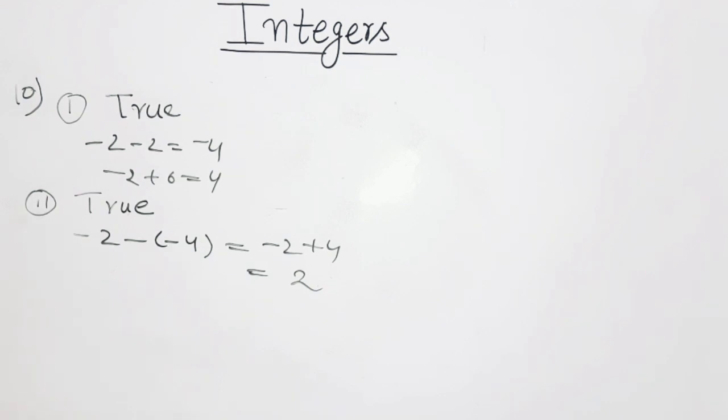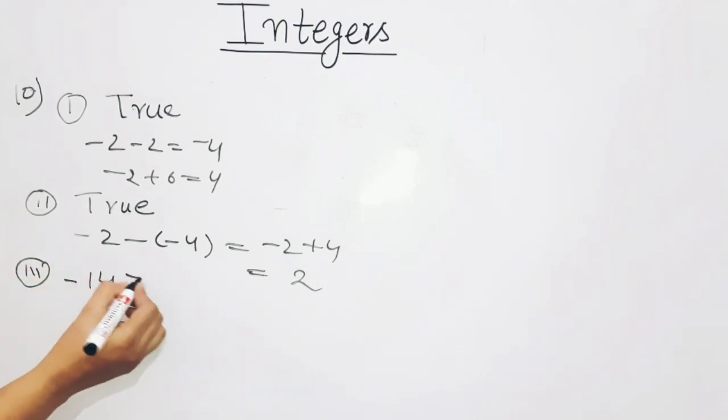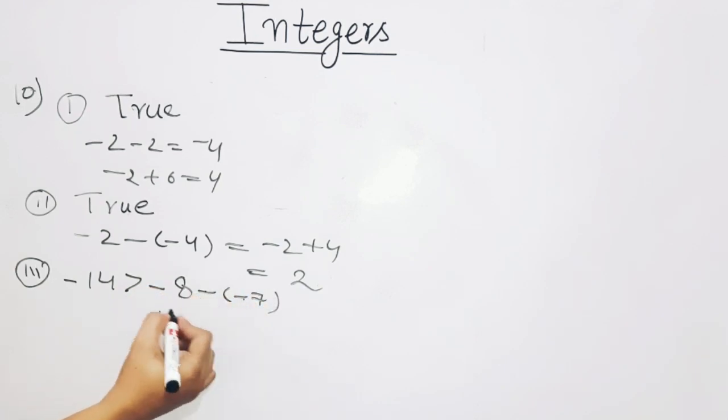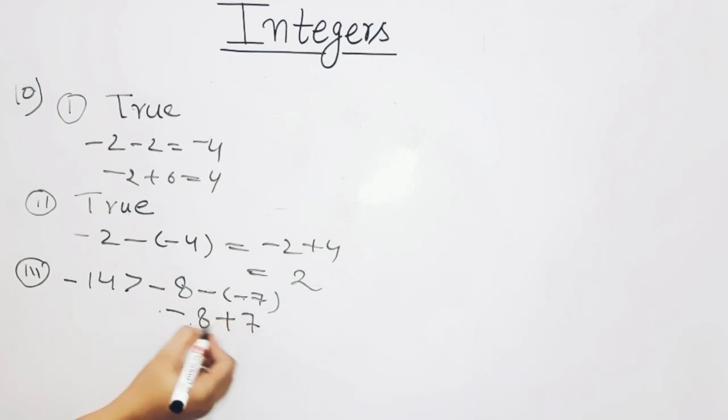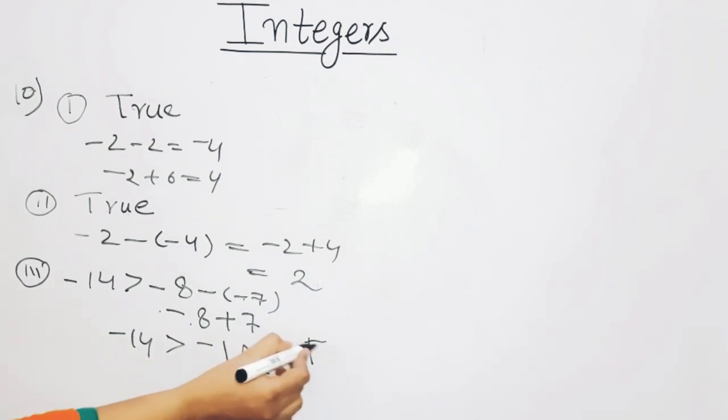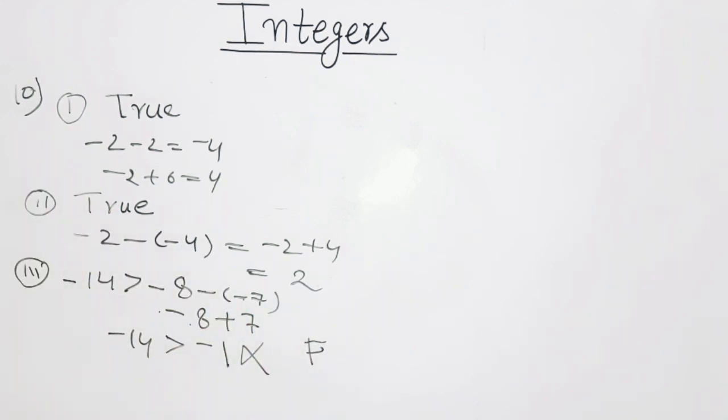I am giving you some examples also in order to clarify it. Now the third option. The third option is minus 14 is greater than minus 8 minus 7. So solve this. Minus is plus. So minus 8 plus 7 is minus 1, and it is written like that, minus 14 is greater than minus 1. This is totally wrong. This statement is false. The third option is false. Now coming to the fourth option. So please pay attention, students.